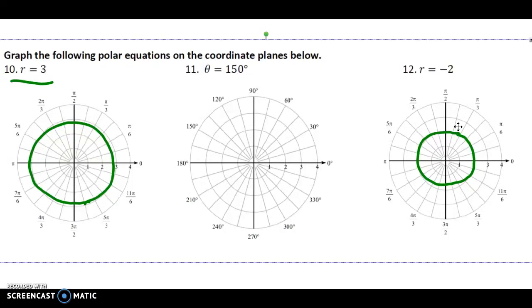For number 11, there's 150. If I want the angle of 150, excuse my straight line, I'm going to draw a straight line through, and this is an angle of 150.